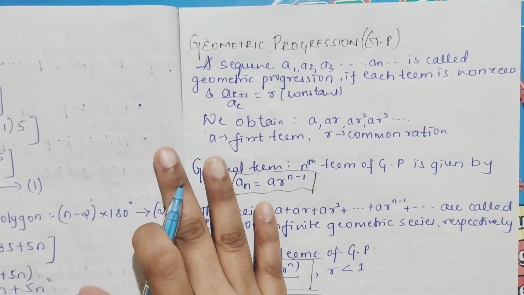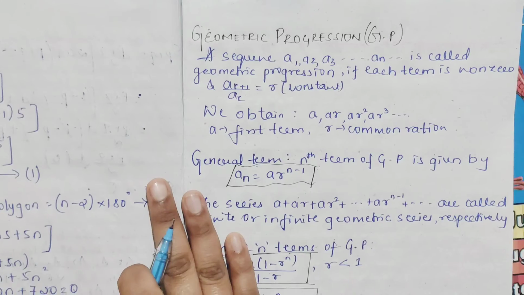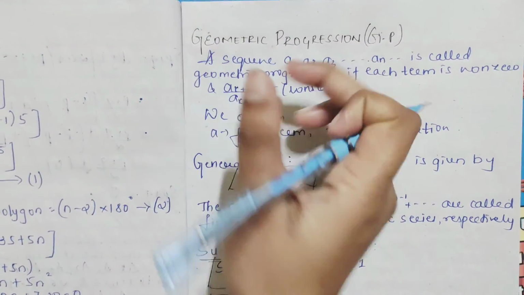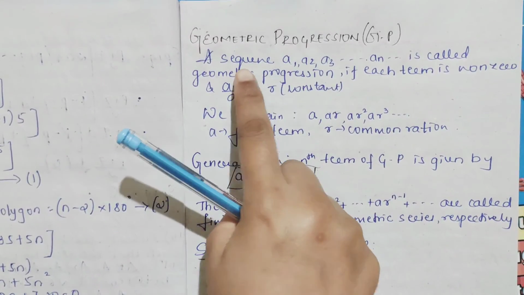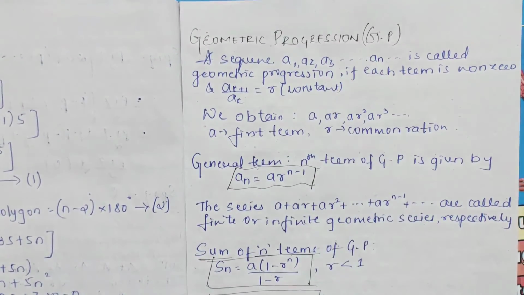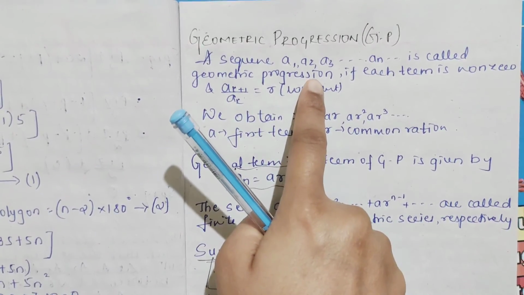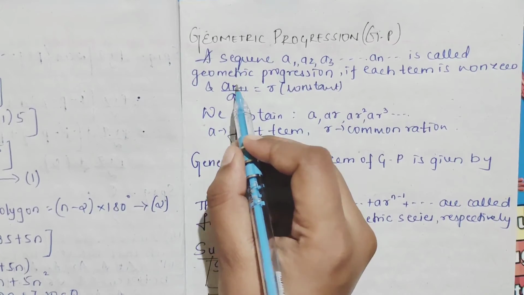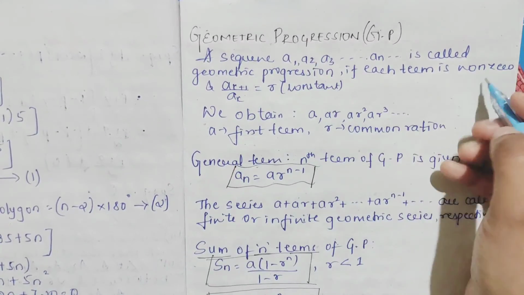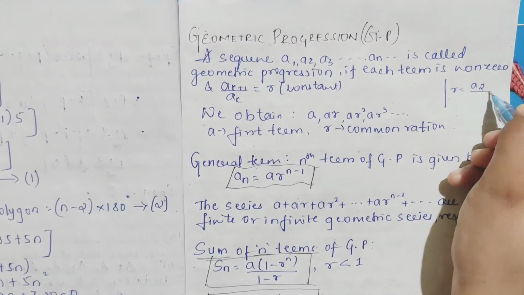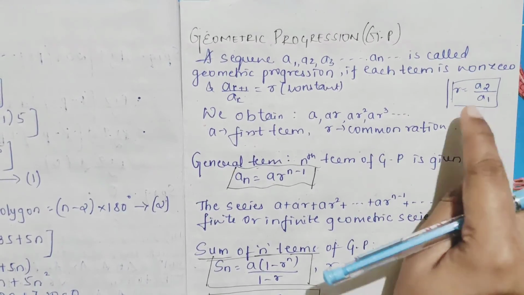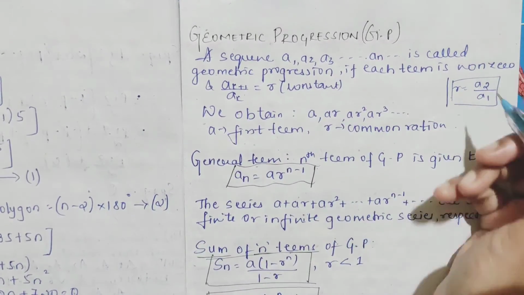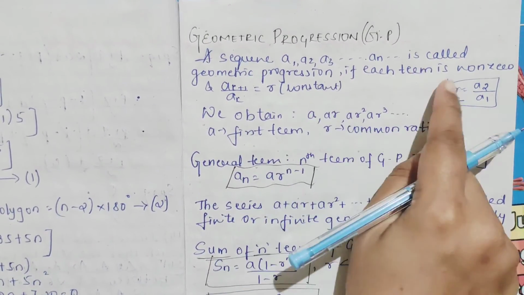Next, we will proceed with our geometric progression, GP. Even this you have done in your lower classes. So, what is your geometric progression? See, your sequence a1, a2, an is called geometric progression if each term is non-zero, right? And r is the ratio, a(k+1) divided by ak, that is, r is given as a2 by a1. Here you are finding the common ratio. In AP it was common difference, that is you were subtracting. Here you will do the division and it is called common ratio.